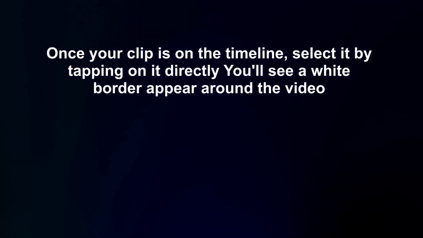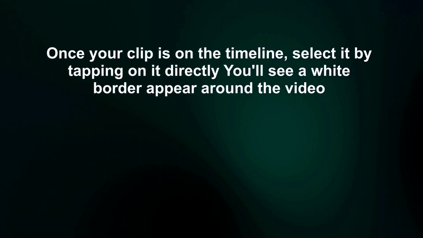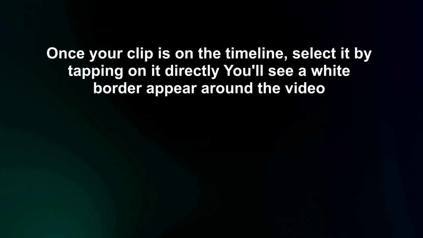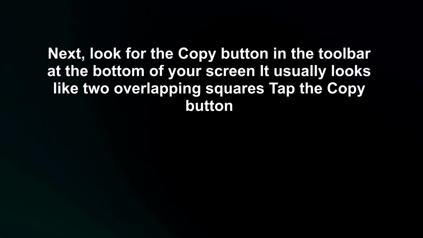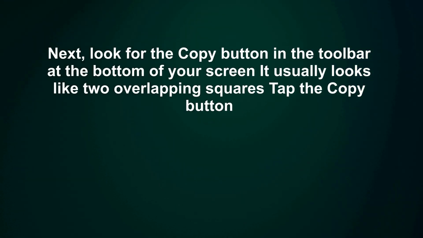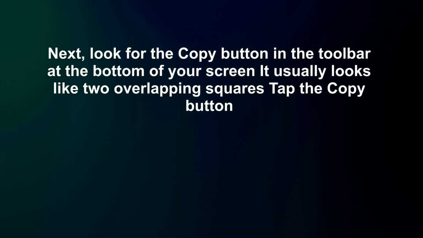Once your clip is on the timeline, select it by tapping on it directly. You'll see a white border appear around the video. Next, look for the Copy button in the toolbar at the bottom of your screen. It usually looks like two overlapping squares.